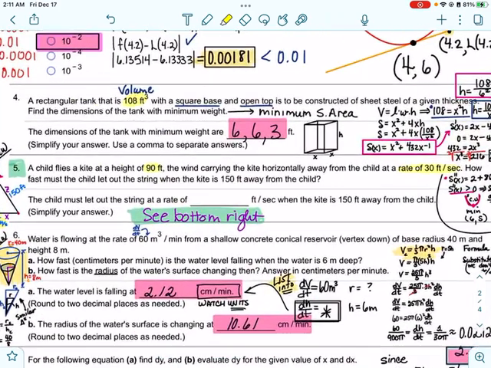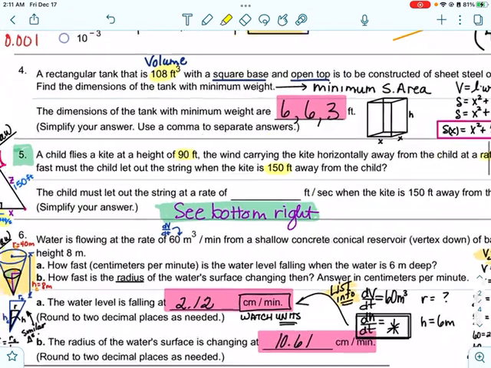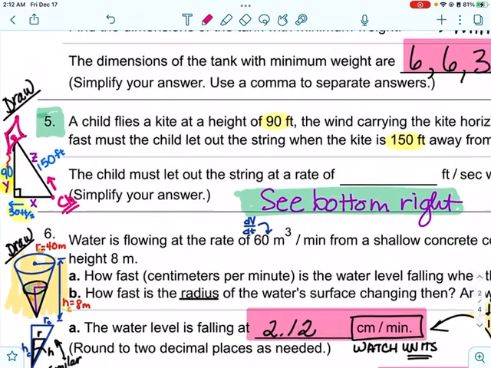How fast must the child let the string out when the kite is 150 feet away from the child? So here's the child right here, down here, so that the kite is 150 feet away. Okay, so we want to know how much faster Z is going to go out. So we are looking for dz/dt here.